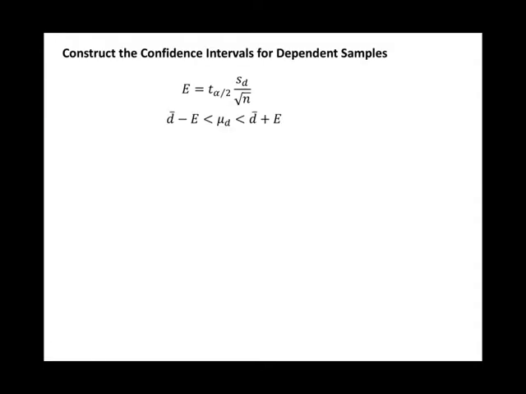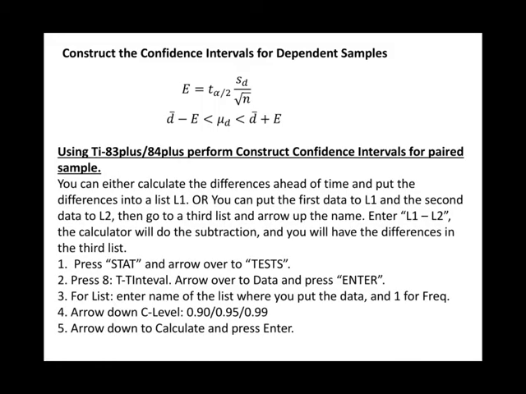Construct the confidence interval for dependent samples. So we still have the formula for the margin of error. We're going to use the t-distribution value times the sample standard deviation of the differences divided by the square root of the sample size n. Then we're going to construct the confidence interval for the mean of the difference using the difference of the sample means plus or minus the margin of error. After that, you could use your calculator to check your work.